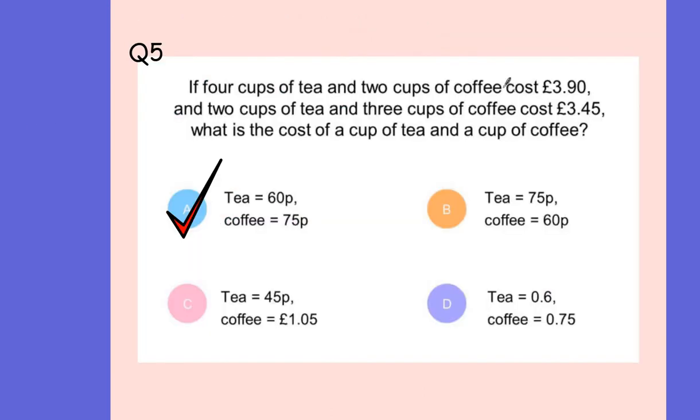And for question number 5, if you'd set those up as 2 simultaneous equations, you'll get the cup of tea is 60p and the cup of coffee is 75p.